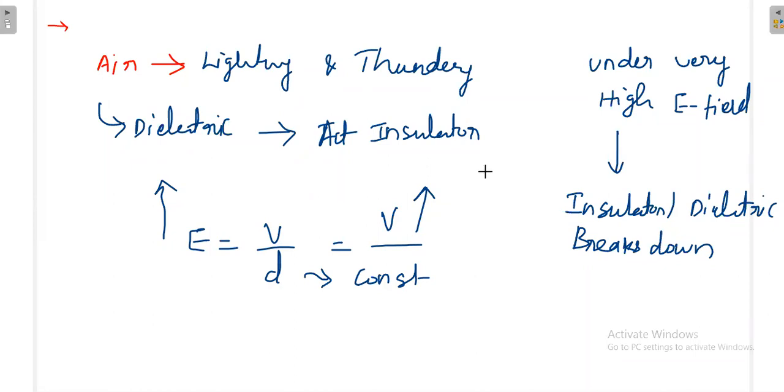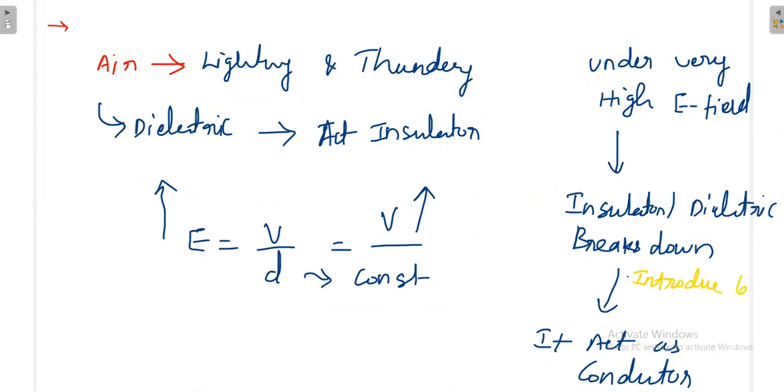Once it breaks down, then it acts as a conductor. That means it is having a large number of electrons. You know from the basics of electronics, the Zener breakdown or avalanche breakdown. Once there is a breakdown, it introduces a large number of electrons, and once there is a large number of electrons, it acts as a conductor. So the breakdown introduces a large number of electrons.